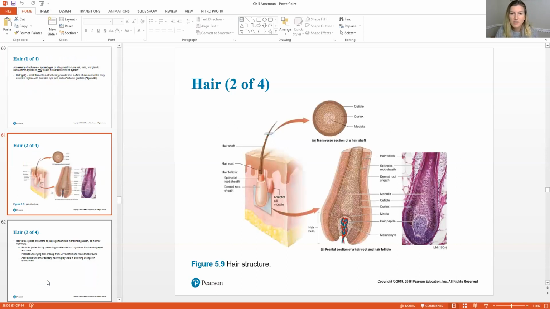So the hair itself has a couple different layers, right? We have the shaft, which is what you see. This is what you cut. This is what you brush, right? That's the shaft. And then the root is everything below the surface. So two main areas, the shaft and the root.